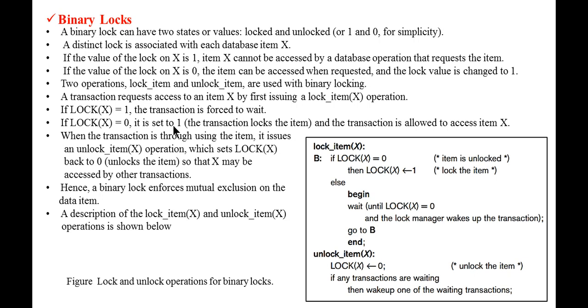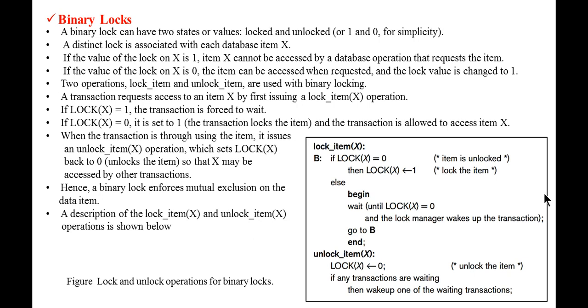In the binary locking scheme, there are two operations. One is lock item, another is unlock item. If any transaction wants to either read the item or write the item, the transaction has to lock the item first. To lock the item, the operation lock item of x is issued, where x is the data item of the database. We can also write y, z, any item. Once the task is over, to unlock the item, unlock item of x is issued.